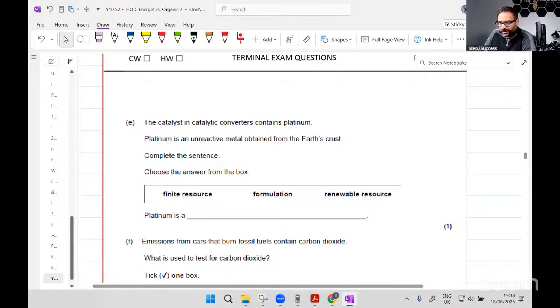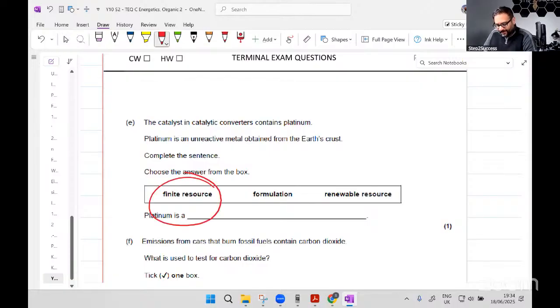Unreacted metal obtained from the Earth's crust. The answer is finite resource. I'll tell you that, I think.